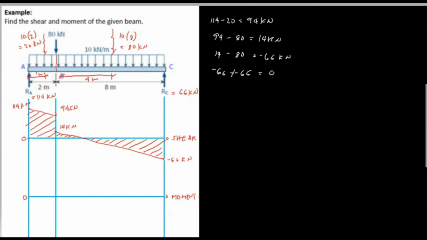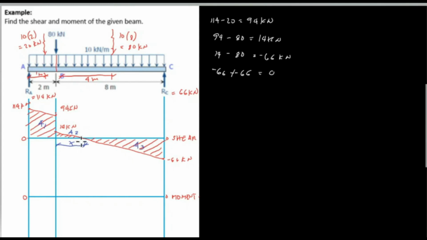We need to identify first the area to find the moment. So based on AB, we have here a trapezoid. So designate this as area 1. And from B up to 0 shear at this point, designate this as X distance. And also the small triangle, designate as area 2. And the big triangle below is area 3.